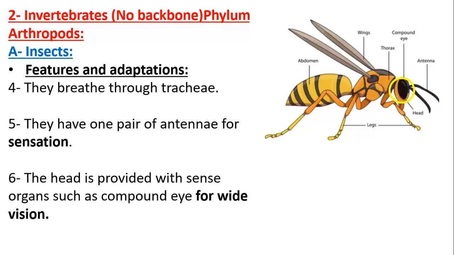How different this eye is from ours. It has a wide vision. You know, when you take a wide photo with your mobile phone, or when you take a panoramic photo with your mobile phone, this is how insects see. They see in a panoramic view.